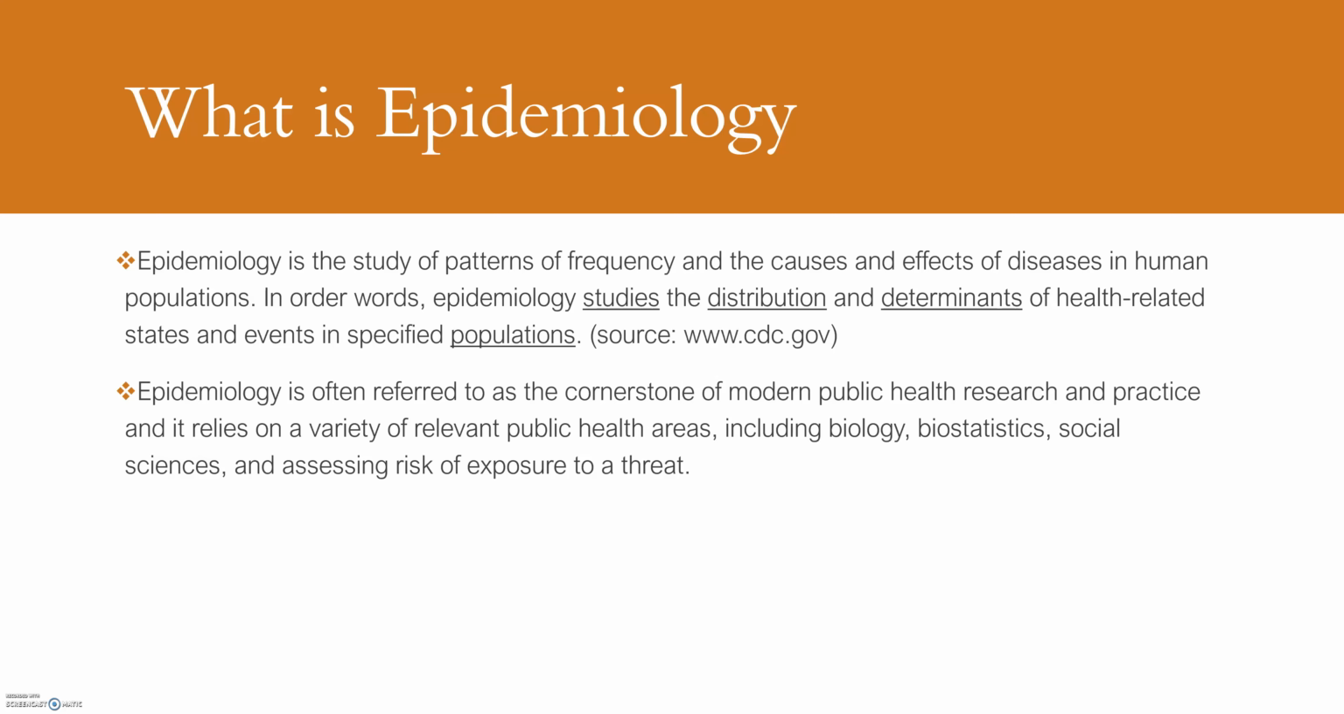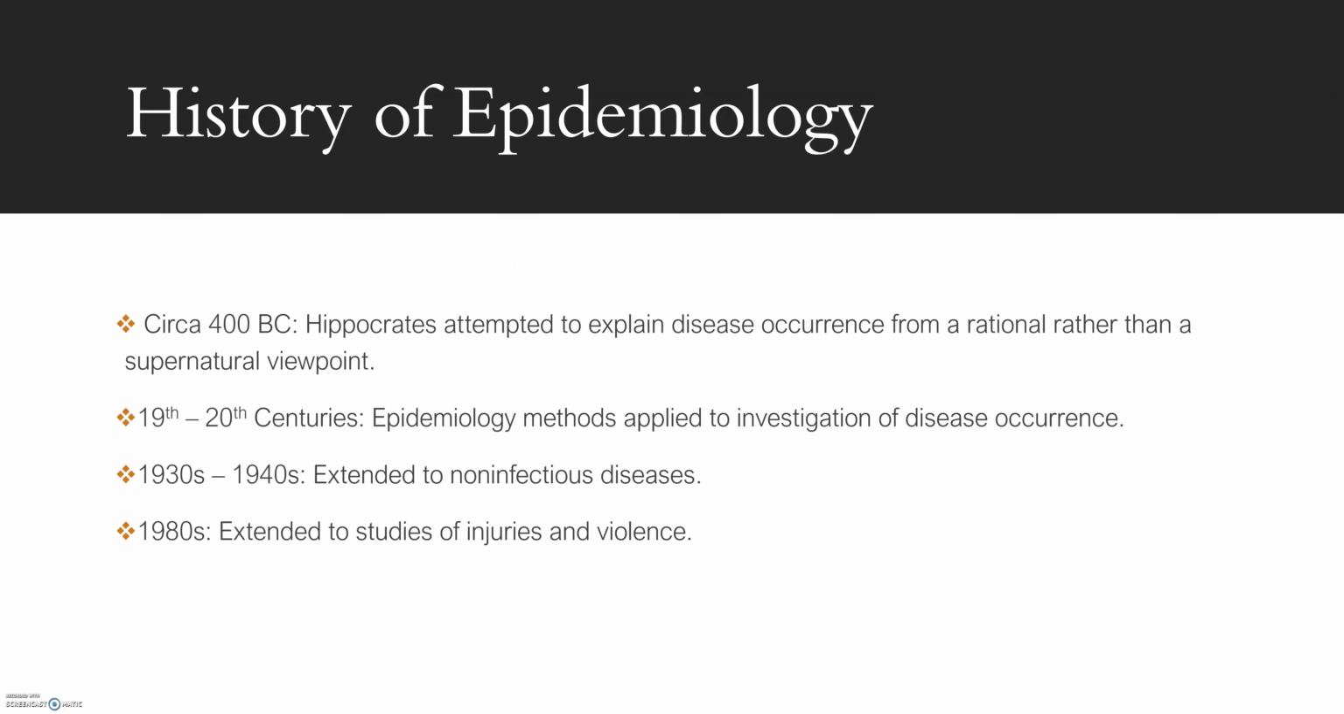So I decided to give a little history on epidemiology, which dates back to about 400 BC. That makes the science of epidemiology about 2,000 years old. Back in 400 BC, Hippocrates attempted to explain disease occurrences from a rational rather than a supernatural viewpoint, as it was back then. And sometime between the 19th and 20th centuries, epidemiology methods were applied to the investigation of disease occurrence. This was mostly focused on infectious diseases.